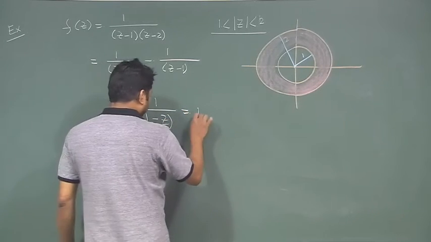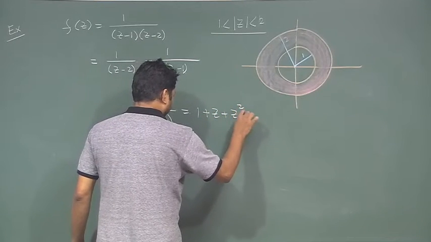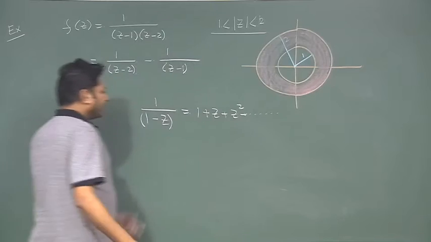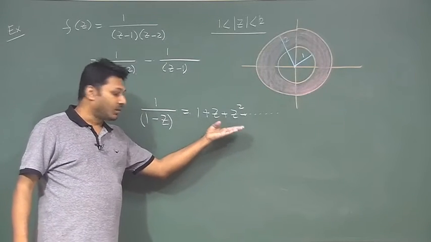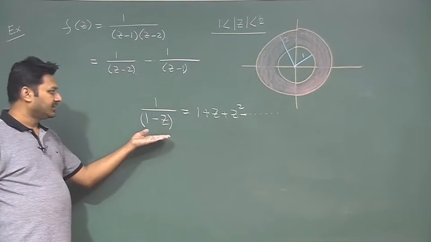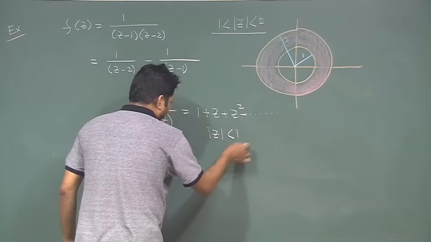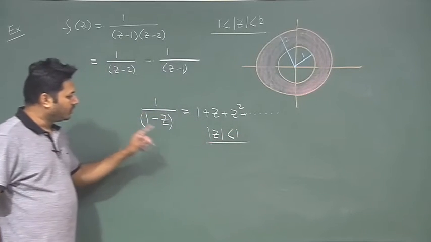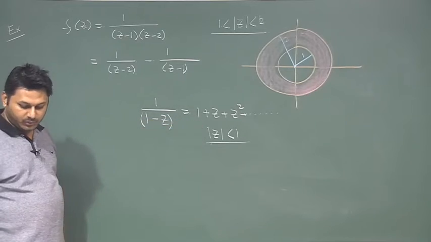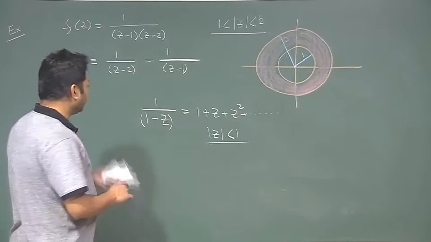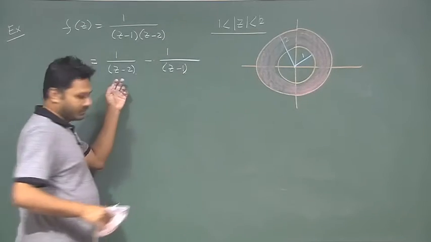When I expand this kind of function, the result was 1 plus z plus z square and so on. So, I can expand this particular function in terms of some series. What is the essential condition behind that? The essential condition was mod of z less than 1. That was the essential condition we always impose, and based on that I can write this series. So, we will do the same thing here and find out how the series looks.